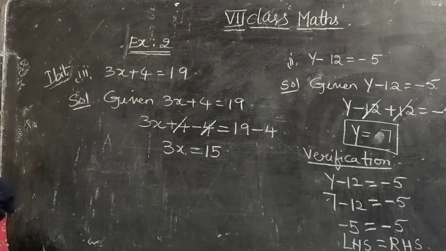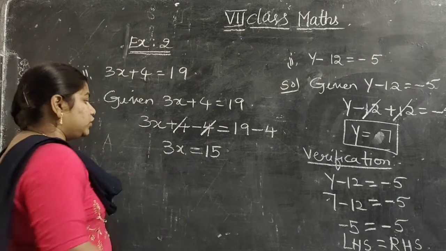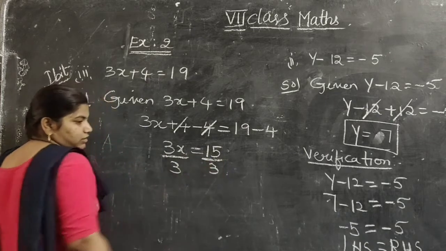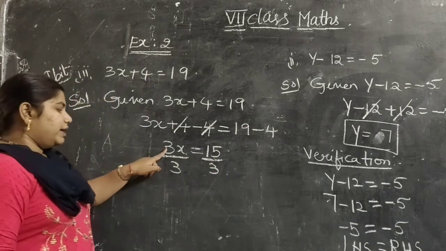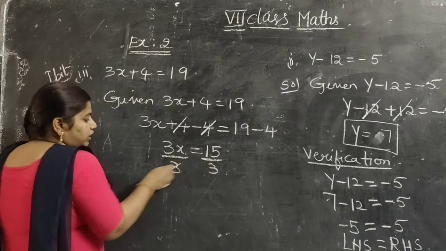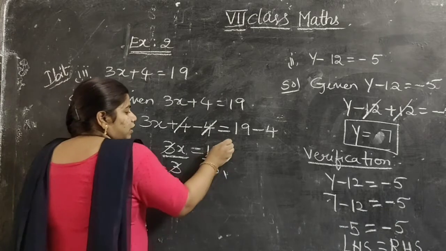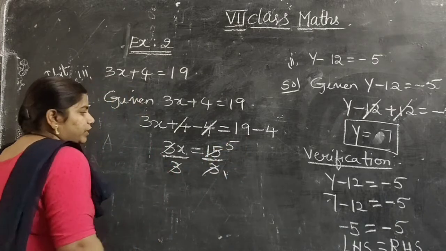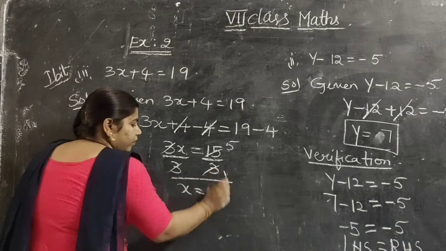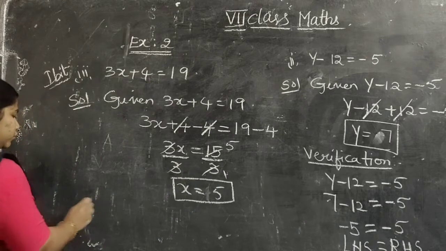Now which number do we have to eliminate? 3. This is in the form of multiplication, so this 3 we have to divide on both sides. The same 3 value we divide on both sides. So the 3s get cancelled. x is equals to 15 divided by 3, which is 5. What is the x value here? The x value is 5. So now we will do the verification.